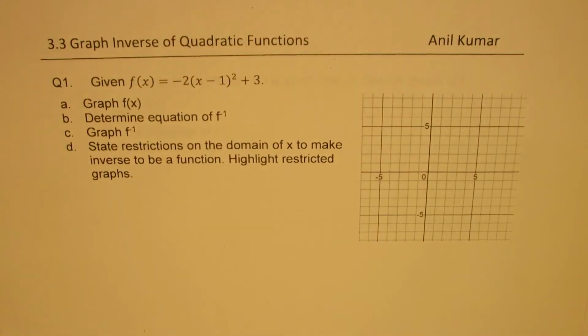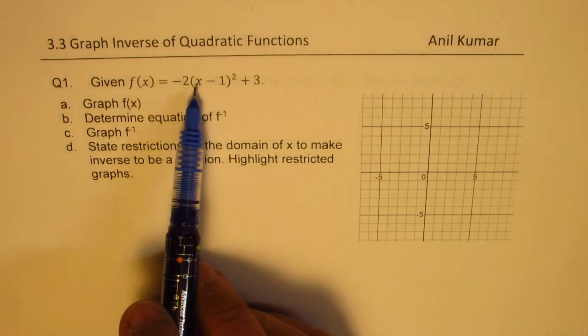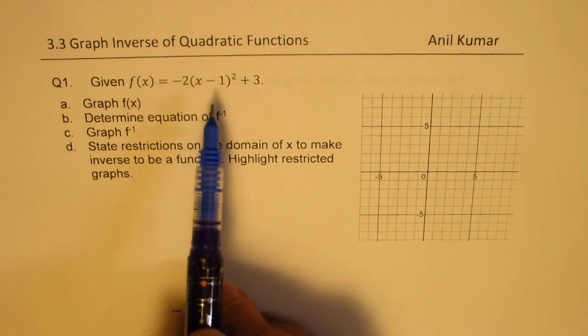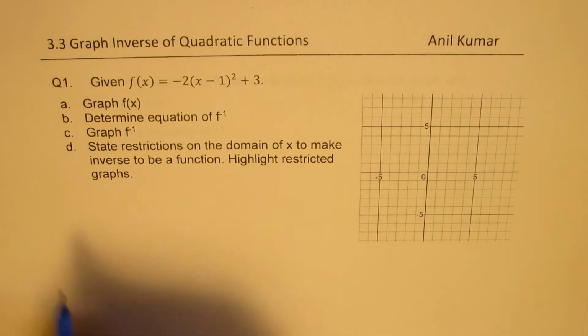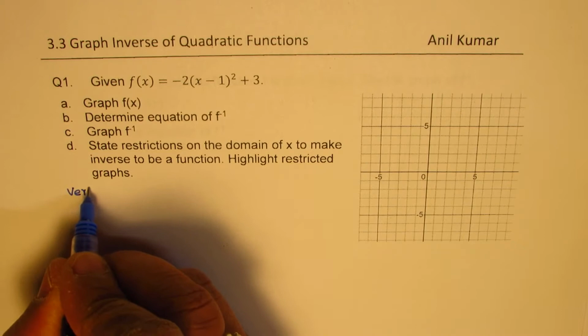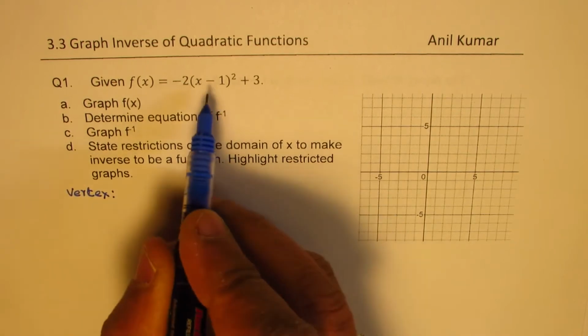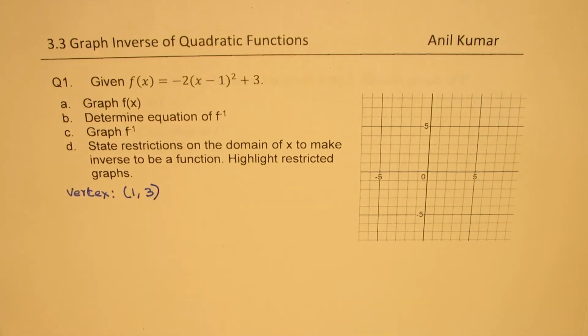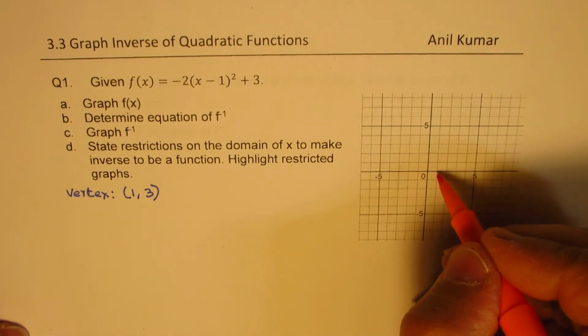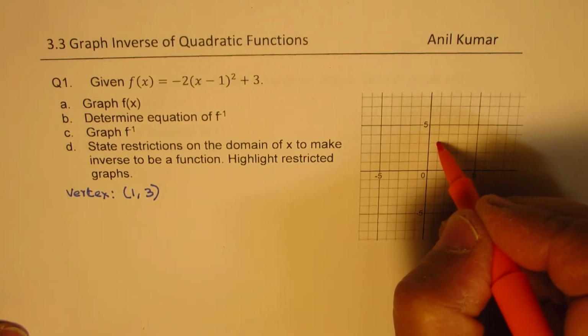Let's begin with the very first question, where we are given equation in the vertex form. We need to graph this function: minus 2 times x minus 1 whole square plus 3. Now if we are given the vertex form, it's kind of simpler to sketch the graph. We know what the vertex is. 1, 3 is the vertex. So let's place this point on the graph paper. 1 and 3, right? So that becomes the vertex.